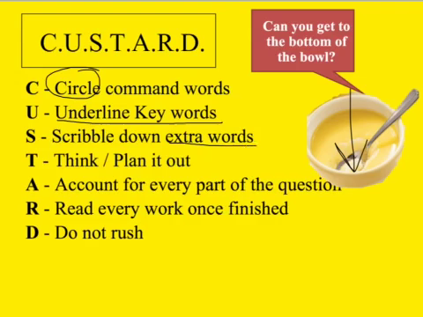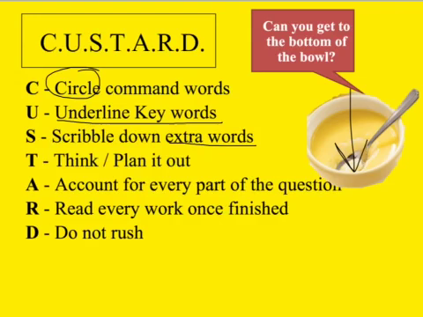Once they've scribbled down some extra words in the margin, they plan it out. So they may even put some numbers by them, using those planning out tools that they're used to using in other subjects. Then they start to write their account. So they account for every part of that question. Because they've done that circling and that underlining, they're accounting for every part of it. They then read it through, and the last thing obviously is do not rush, okay?